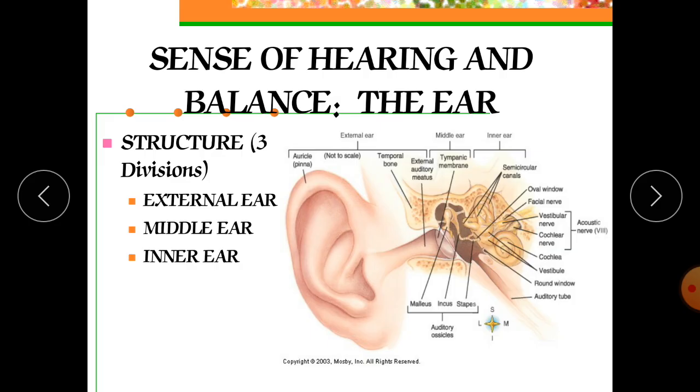Now for the ear, there are three parts: first is the external ear, middle ear and internal ear. The ear can be divided into three parts. Here you can see this is the external part, this is the middle ear part, and this is the last one, the internal ear. All these parts are involved in the hearing process. Without all these parts, hearing is very difficult.